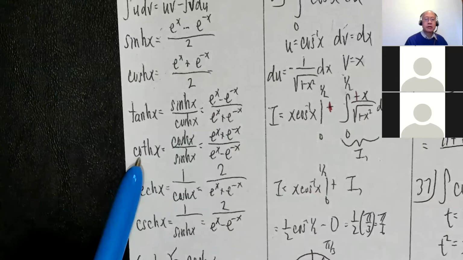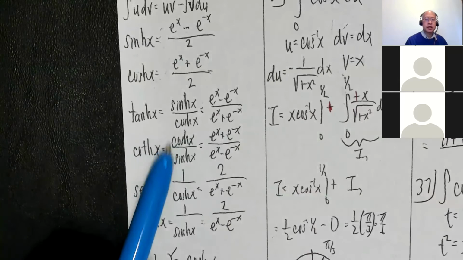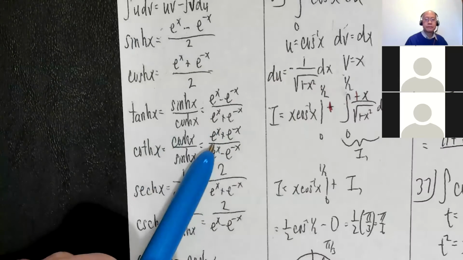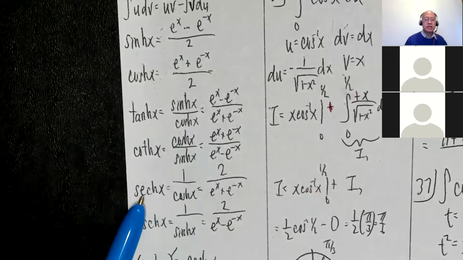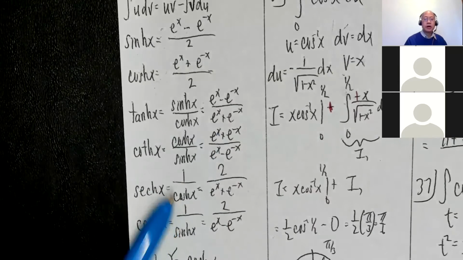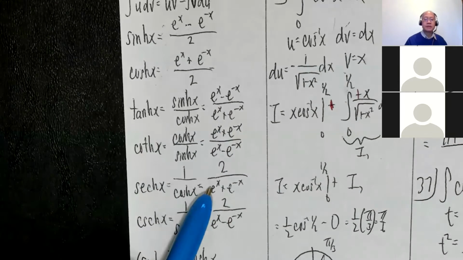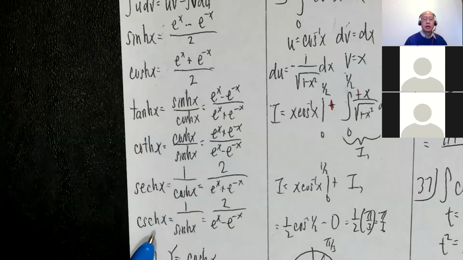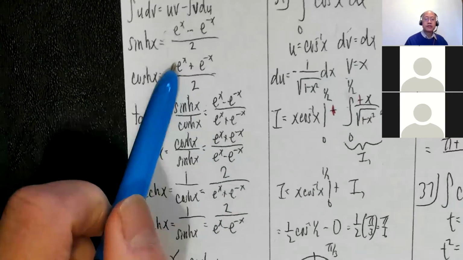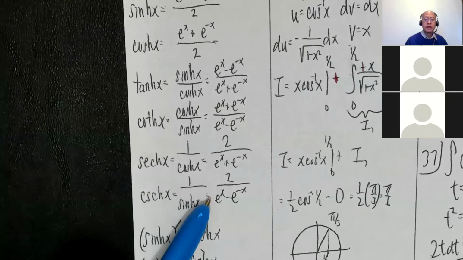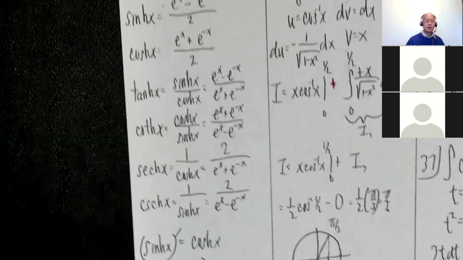Hyperbolic cotangent is hyperbolic cosine over sine. So I just flip this thing. And yes, hyperbolic secant is a reciprocal of cosh. So 2 over e to the x plus e to the negative x. And hyperbolic cosecant is a reciprocal of sinh. So I just flip this guy, 2 over e to the x minus e to the negative x.